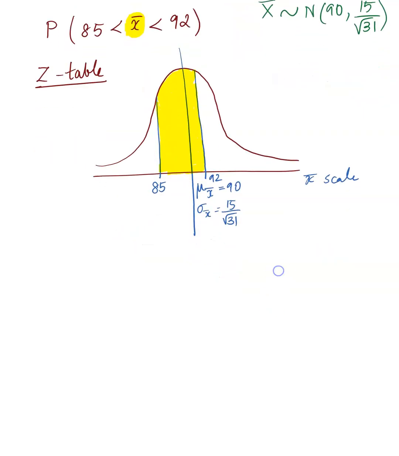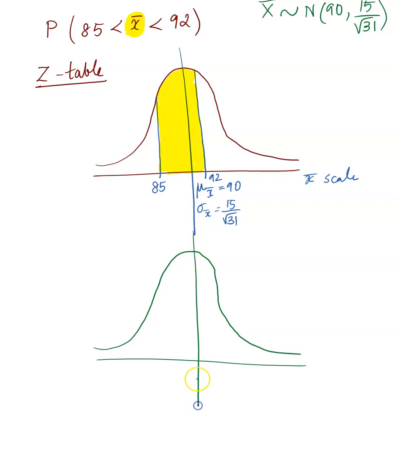And we know that with the z table, we have to translate this to a z conversion. So the mean here is 0 and sigma is 1. I'll get the corresponding 85 mark here. I don't know what that is, so I'm going to call it Z1. And I'm going to get the corresponding 92 mark here, and call it Z2. It'll be the same area we're trying to measure.